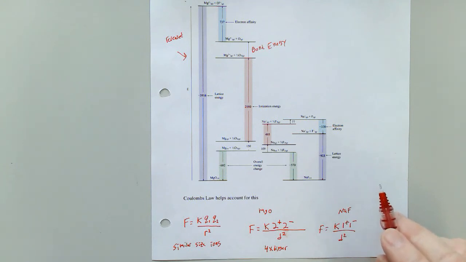And that's going to have a lot of implications when we look at things like melting points, okay, boiling points, which is a rare thing for an ionic substance.